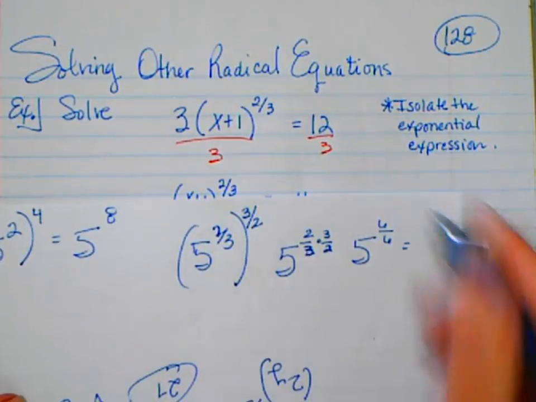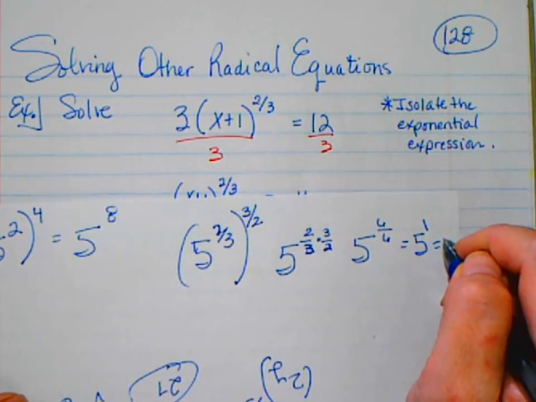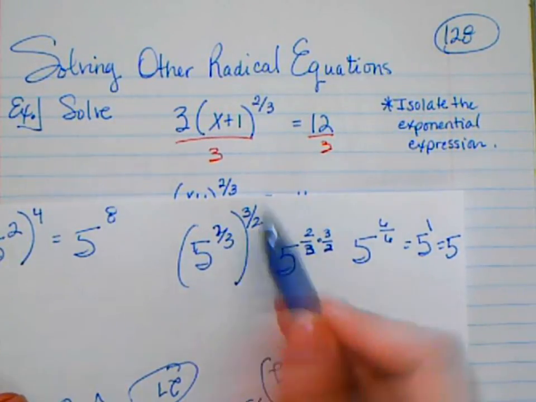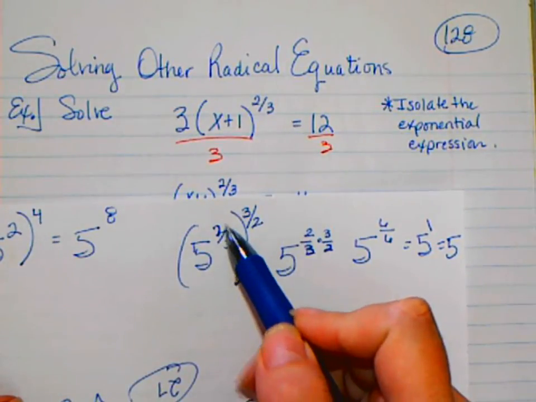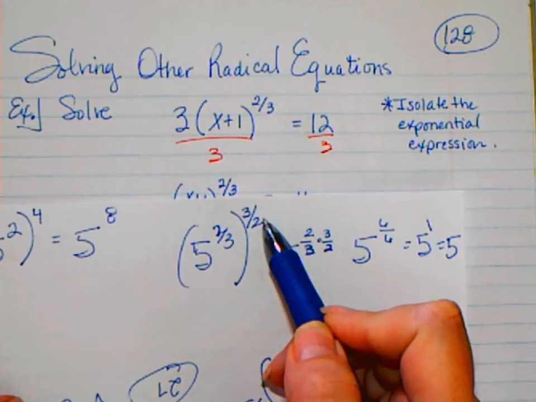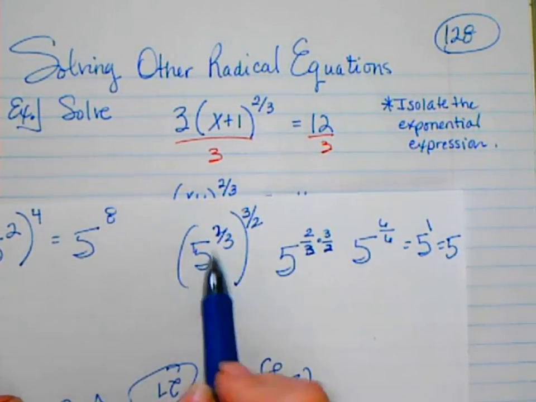What's 6 divided by 6? 1. What's 5 to the first? 5. So those were the reciprocal of each other, right? So if I raised my exponent to the reciprocal, in the end, it got rid of the exponents and just left me with my base.